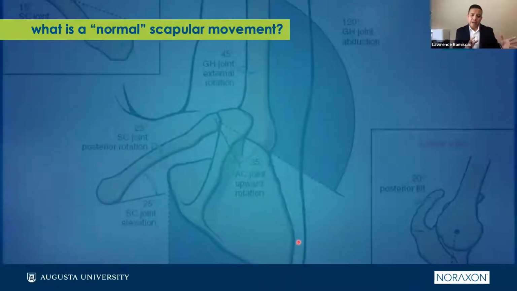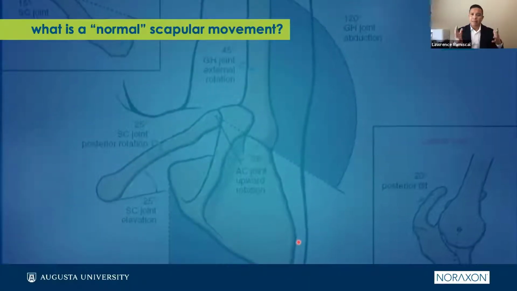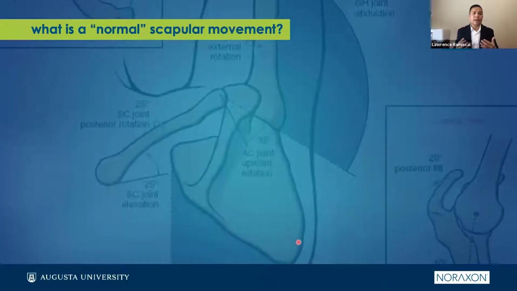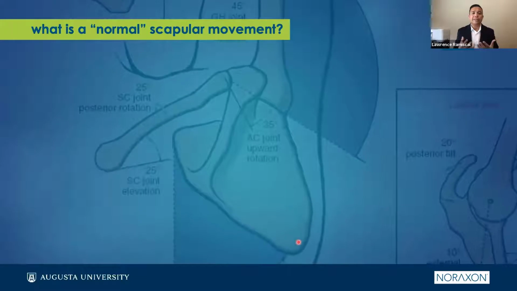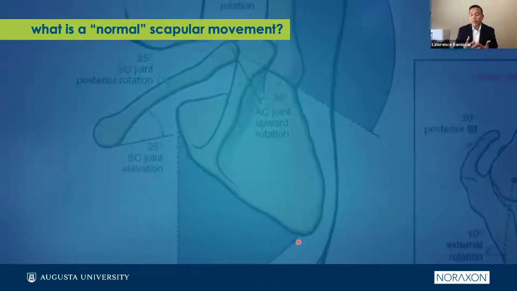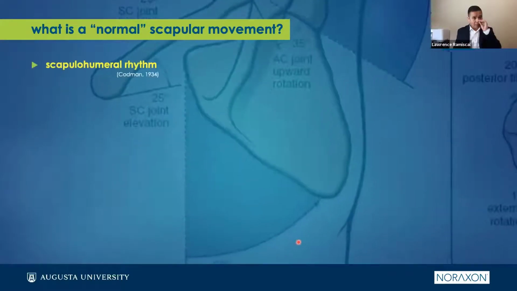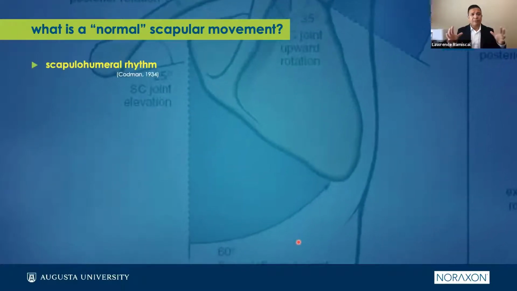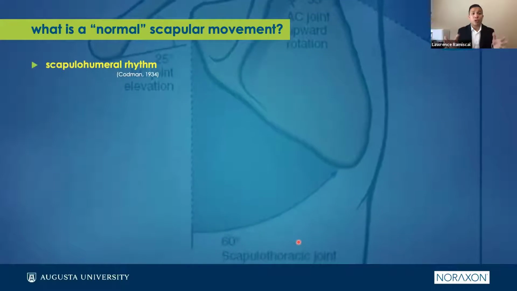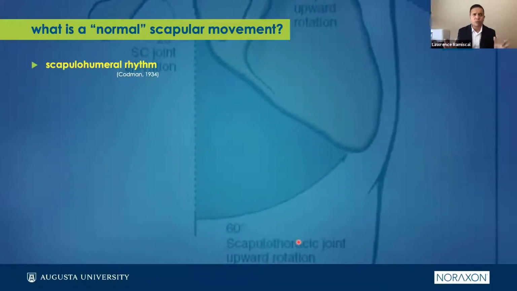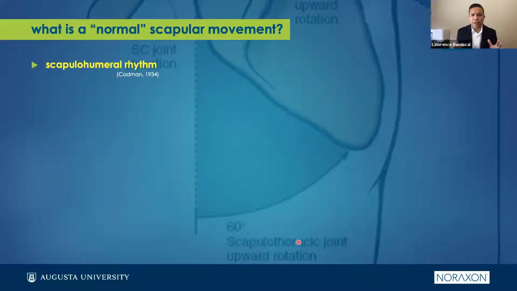So right now we have talked about it as an abnormal movement of the shoulder blade, and that's the definition. But we would never really understand it unless we understand what normal means. Normal, like I mentioned earlier, originally came from the term scapulohumeral rhythm, which was coined by Codman in the 1930s. Most clinicians, most physical therapists, would be very familiar with this term.